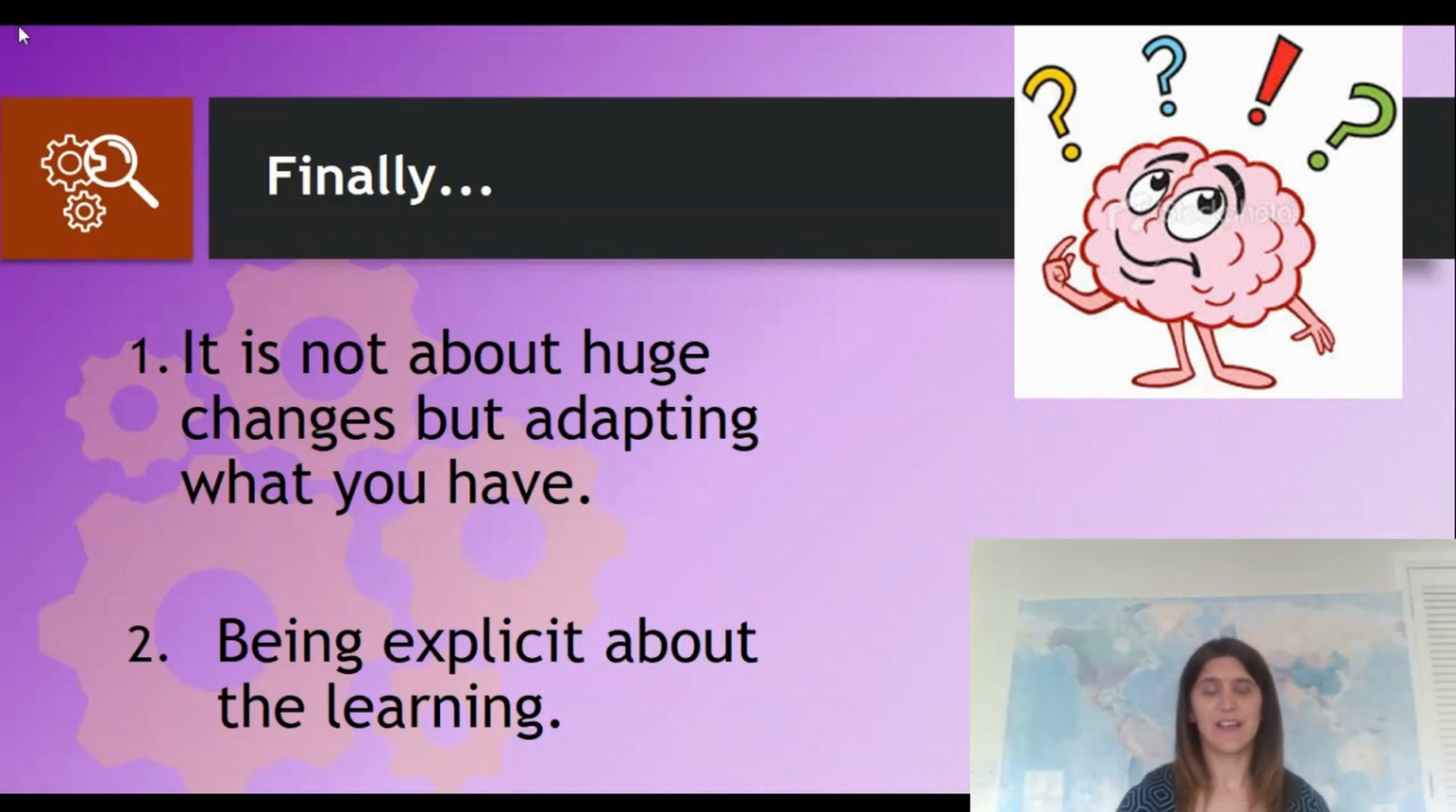So finally, the 2 key points I'd like to stress. It wasn't about huge changes, but adapting what I've already had. And the key thing that I am taking with me is being explicit about the learning involved.